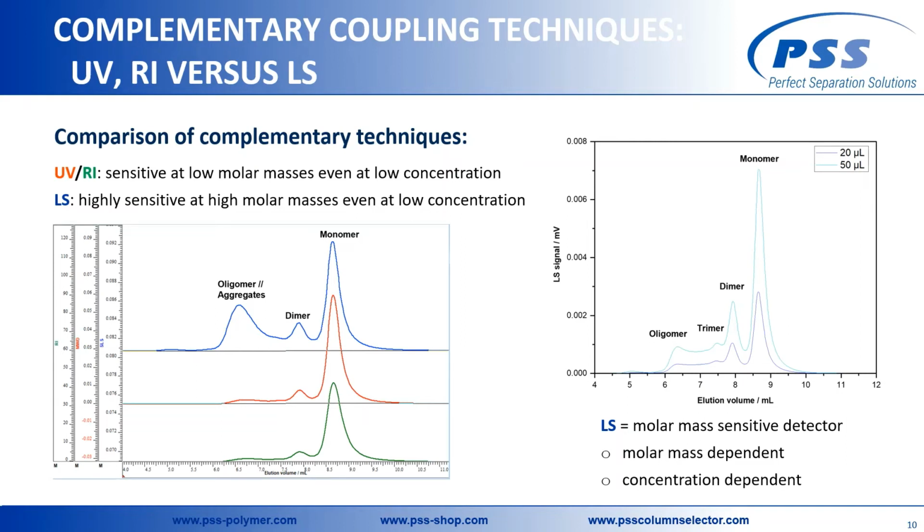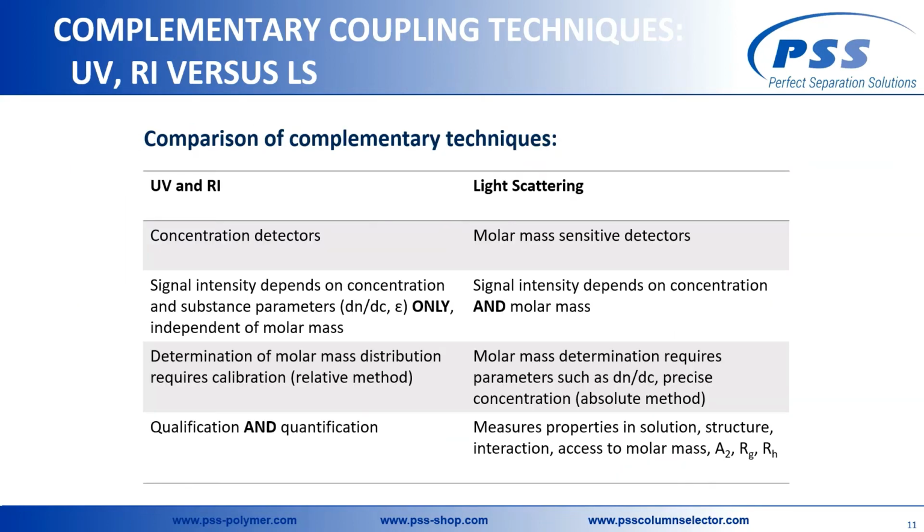This is due to the fact that light scattering detectors are molar mass sensitive detectors, meaning that the signal intensity depends strongly on the molar mass and on the concentration. So the light scattering signal shows highly intense peaks for molecules with high molar masses, even at a very low concentration, but on the other side, its sensitivity decreases with decreasing molar mass. With this slide, I would like to point out the main differences of UV and RI compared to light scattering detection. As previously mentioned, UV and RI are concentration detectors, and thus their signal intensity depends only on the concentration and the substance parameters, meaning the refractive index increment and extinction coefficient.